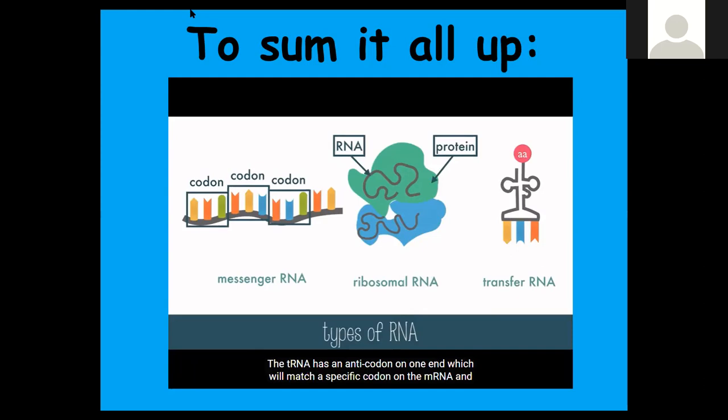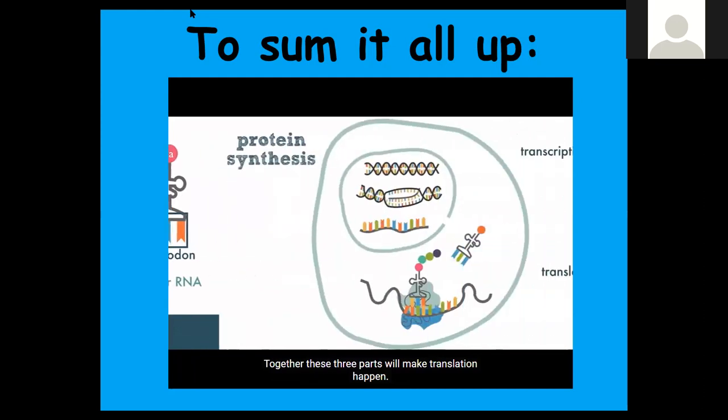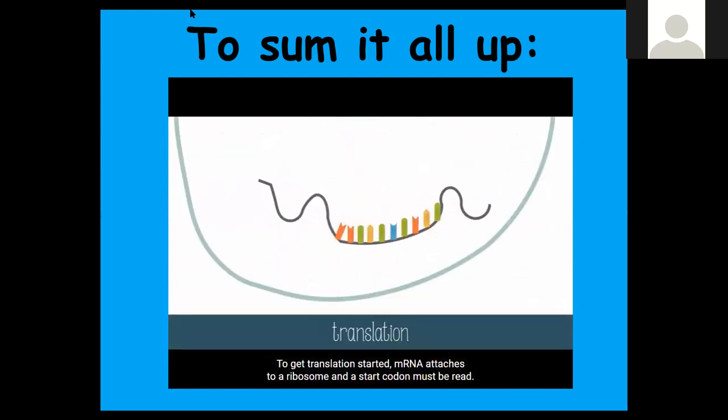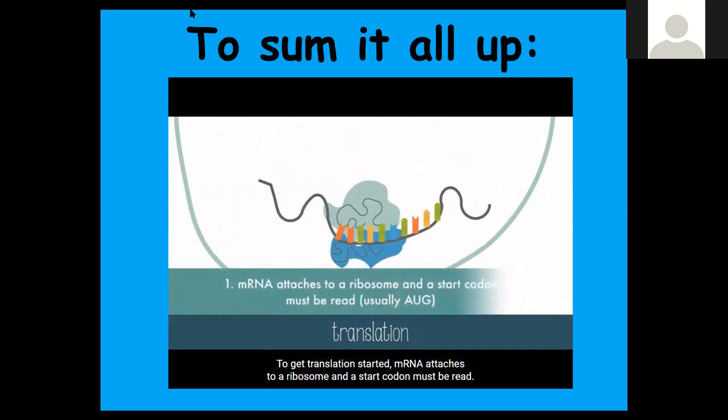The tRNA has an anticodon on one end, which will match a specific codon on the mRNA, and has a specific amino acid on the other end. Together, these 3 parts will make translation happen. Translation occurs in the cytoplasm of the cell wherever there's a ribosome. To get translation started, mRNA attaches to a ribosome and a start codon must be read. It's usually AUG, and I remember that school starts in August, and that helps me remember AUG.